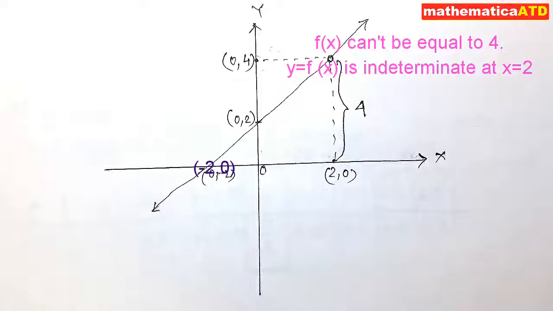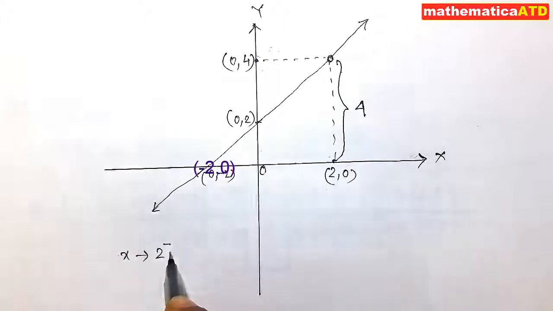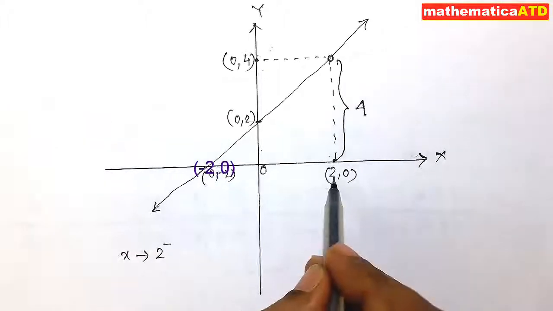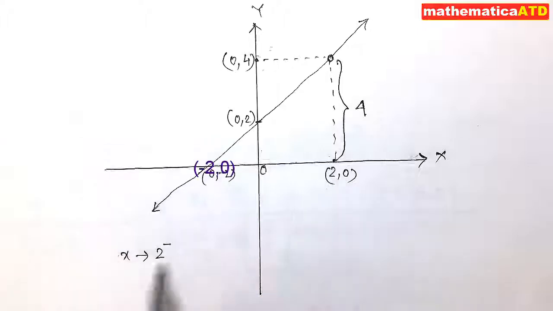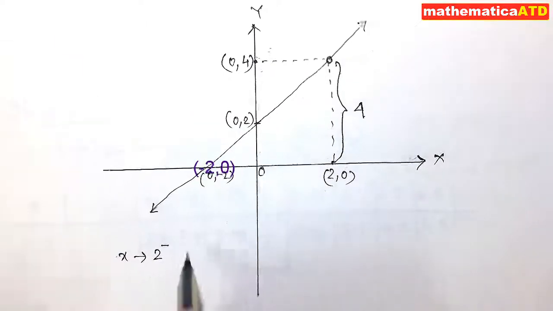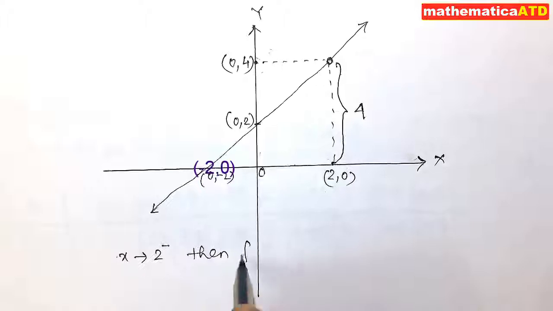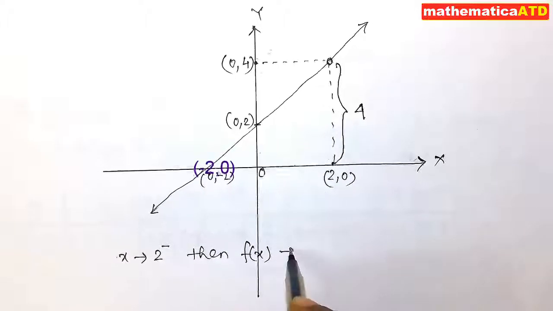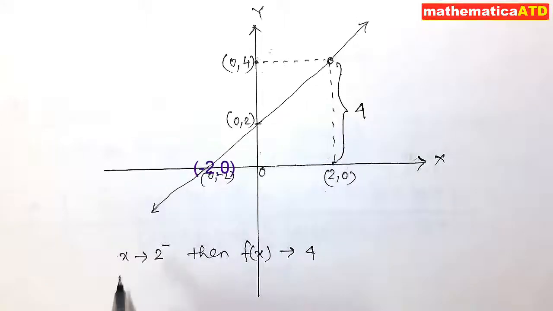So what can we write now? We can write that x tends to 2 minus. What is 2 minus? It means we are approaching x equals 2 from the left side of 2. So this is actually the directional sign. x tends to 2 minus. So when x tends to 2 minus, then f(x) tends to 4.